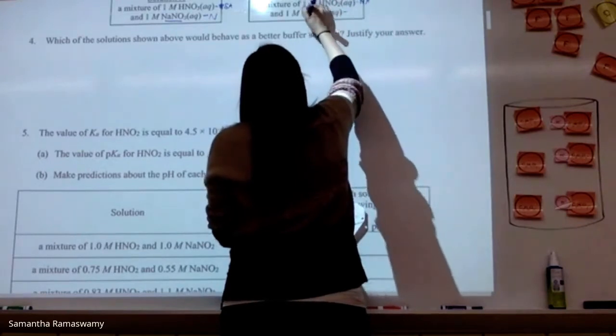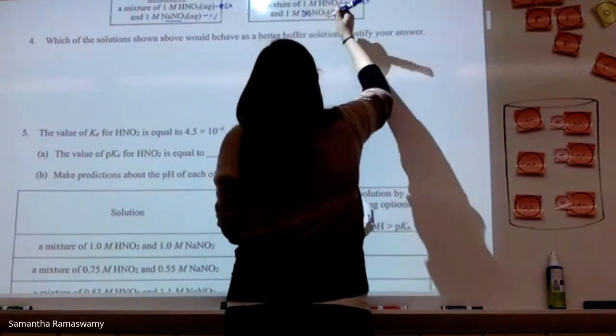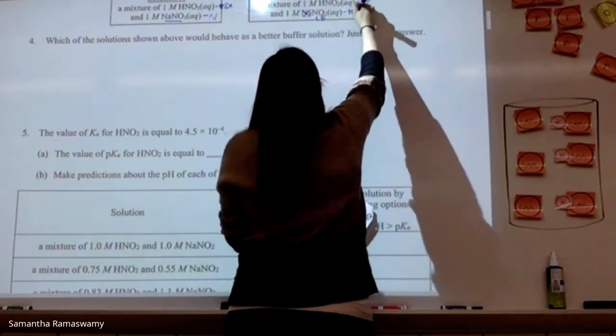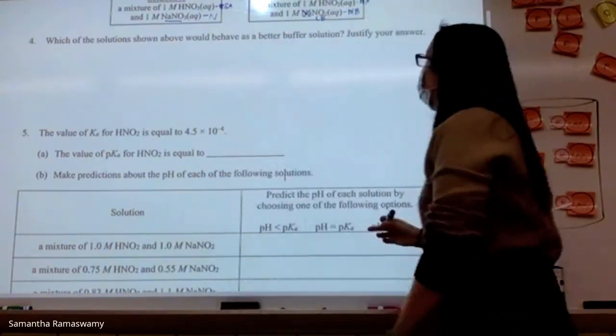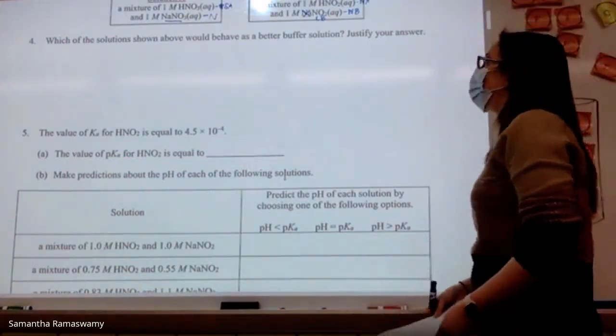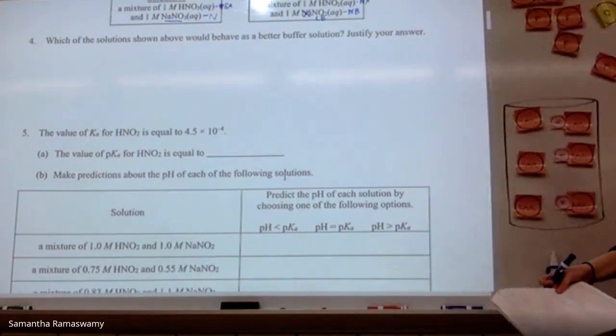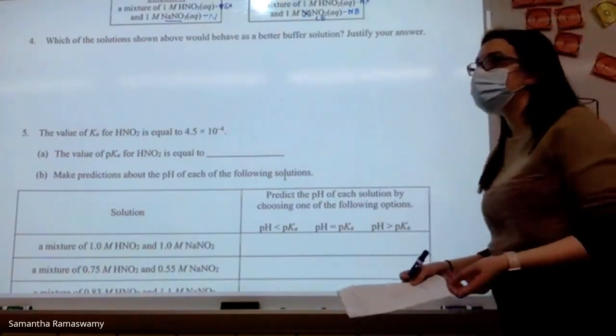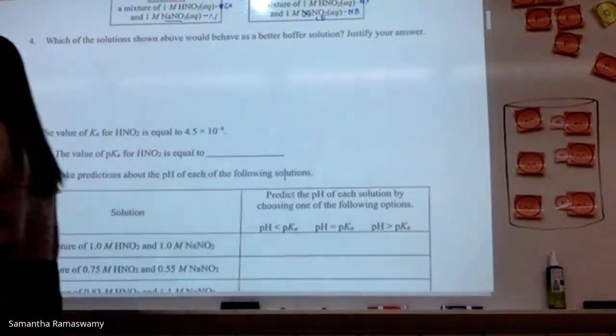HNO2 is a weak acid. Na+ is neutral, which is why we think of it as a spectator. But NO2- is a weak conjugate base. So solution A, if we put that into a beaker, all we have is a strong acid. Solution B, we have a weak acid and a weak base.